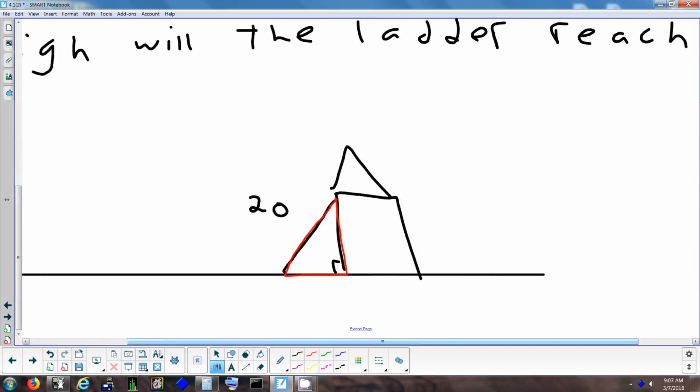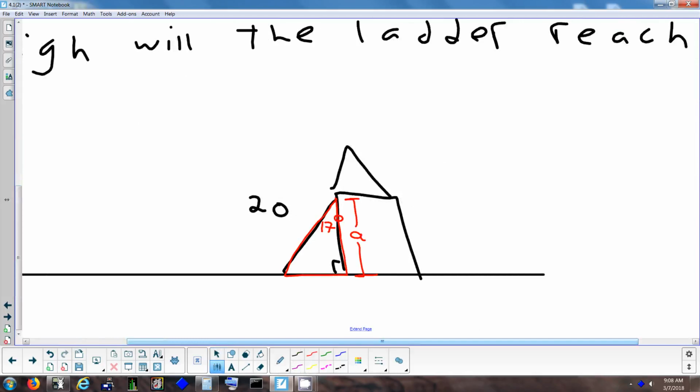Where is the angle between the ladder and the house? Is it at the top or at the bottom? Yeah, it's the top. The one at the bottom is the angle between the ladder and the ground. We're talking about this angle right there. How high will the ladder reach? That's this. So let's solve for A.